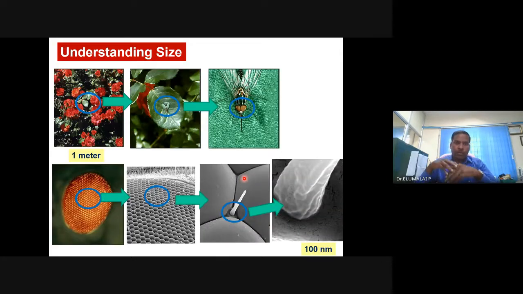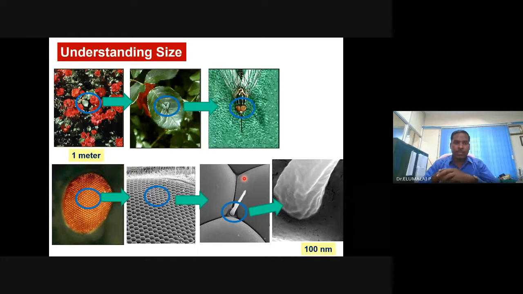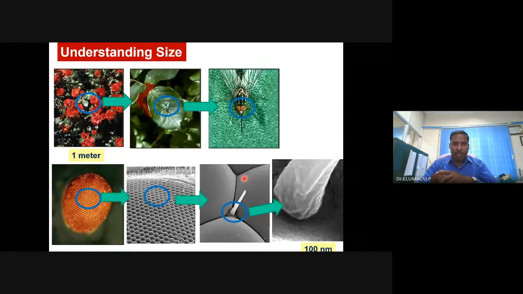So today we are going to talk about the canopy of the material, how the surface looks, how the fascinating surfaces of nanostructured materials look. I'm sure those who have attended my initial classes would have seen all these images. A click from a distance of a rose garden would look like this.